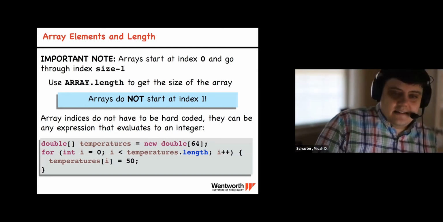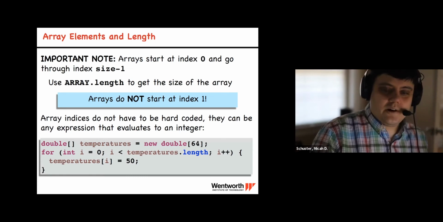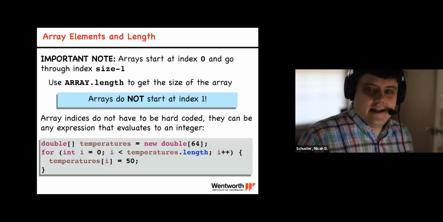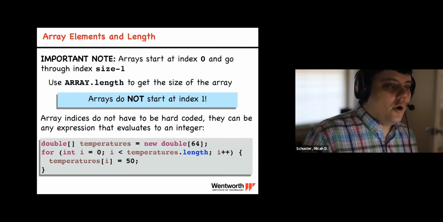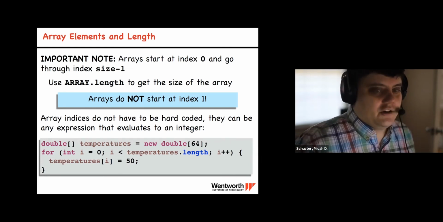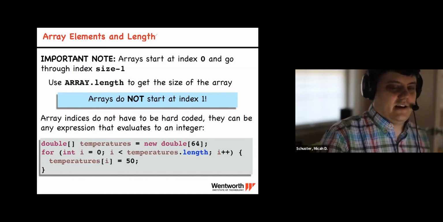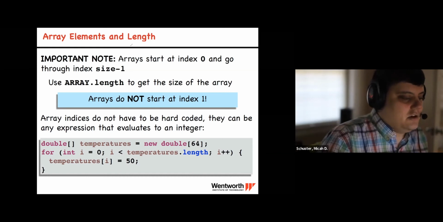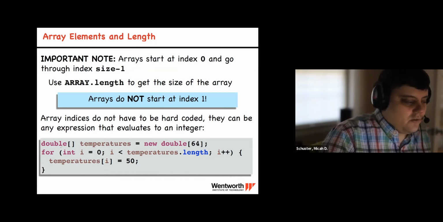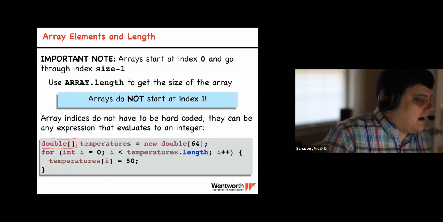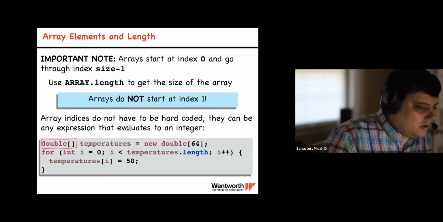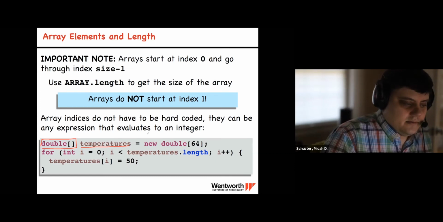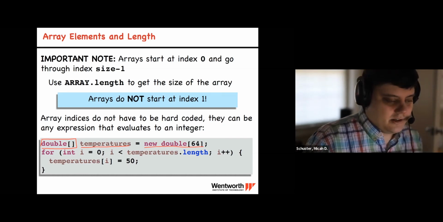Array indices don't have to be hard-coded. So this is where some loops start to come in as well. Typically, if you have an array, you're going to have a loop that also interacts with that array in some way. So this is why we talked about loops first, because arrays and loops are very closely related in how you use them. So if we look at this one line at a time, we see that we've got a double array called temperatures. It contains 64 doubles. So temperatures is a new double array of size 64.